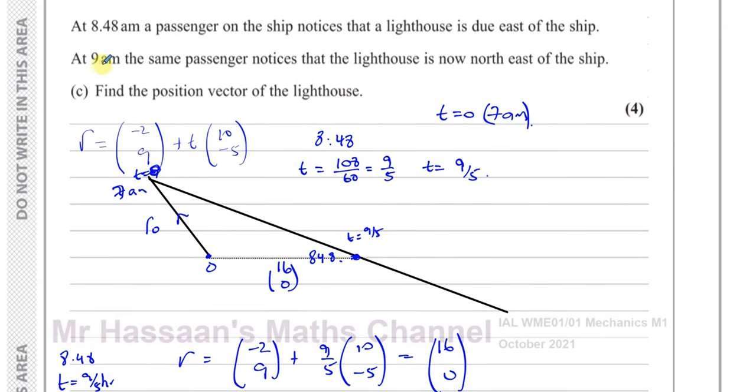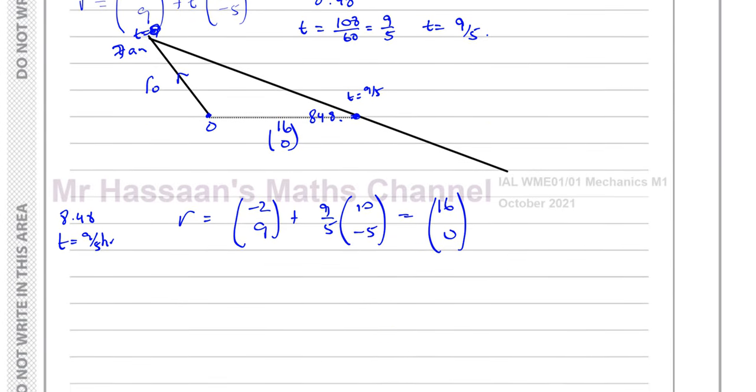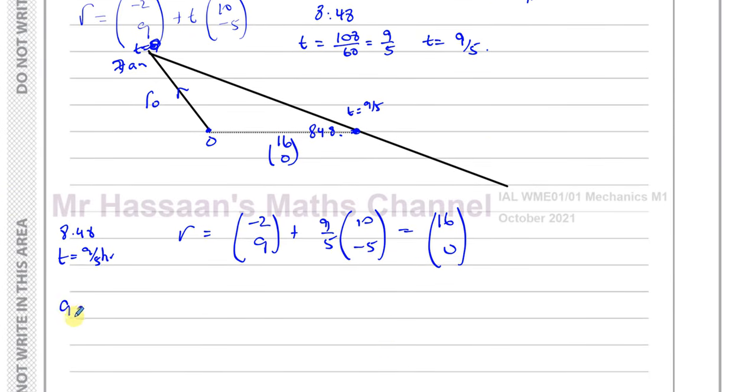Then it says at 9 a.m. the same passenger noticed that the lighthouse is now northeast of the ship. Find the position vector of the lighthouse. Okay, so now at 9 a.m. that's when t equals 2 hours. Let's see what the position of the ship is going to be there. You have minus 2, 9 plus 2 times 10 minus 5.